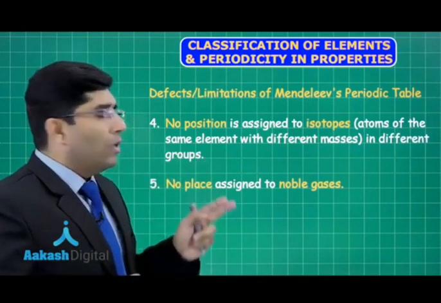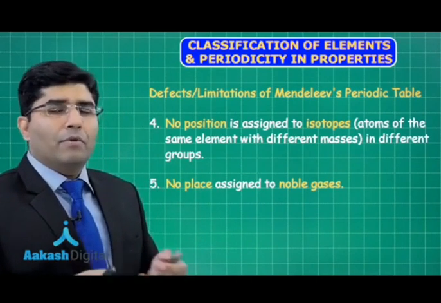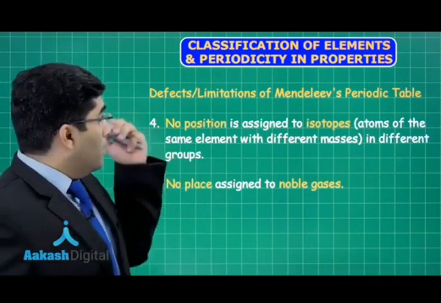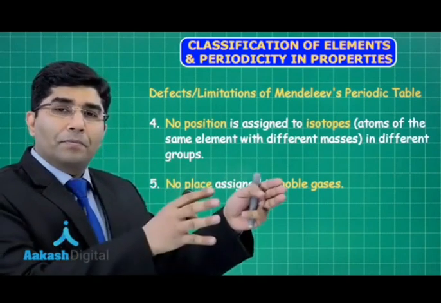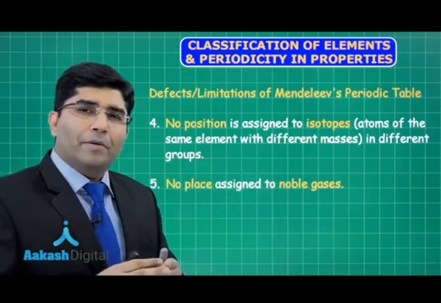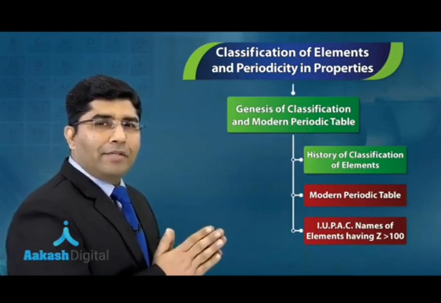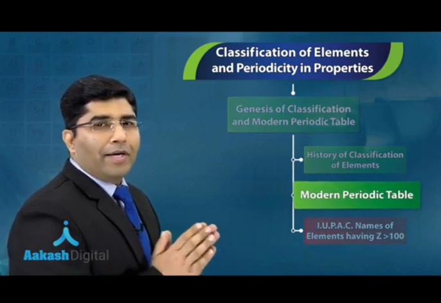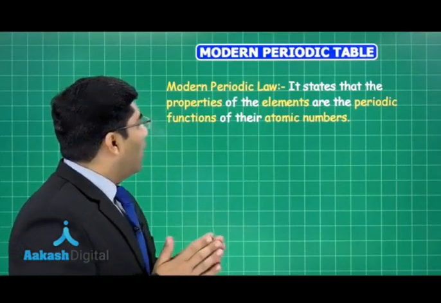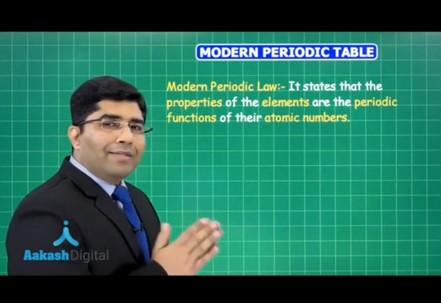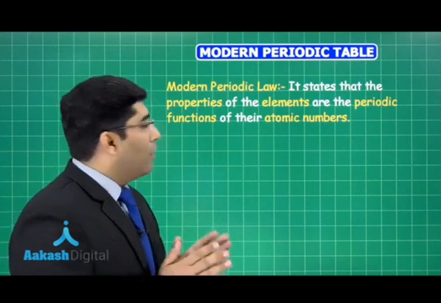So we discussed Dobereiner, we discussed Newlands, we discussed Lothar Meyer, we discussed Mendeleev's periodic table. After that, the modern periodic table came. Let's discuss the modern periodic table. So guys, after the discussion of the history of classification of the elements, let's discuss the modern periodic table. And the modern periodic table is based on a law, and that law is called the Modern periodic law. It states that the properties of the elements are periodic functions of the atomic number.